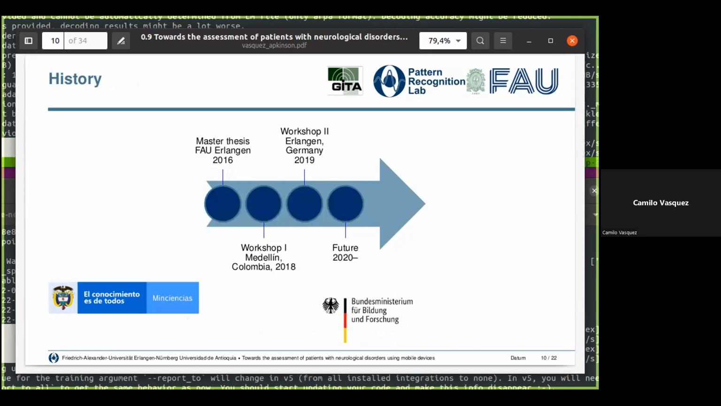What is the history of Apkinson? Apkinson started as a master's thesis at the University of Erlangen in 2016. Then, within the 2 workshops that I already mentioned, funded by the Ministry of Science in Colombia and the Ministry of Education and Research in Germany, we had one in 2018 and another one in 2019. The first one was held in Medellin, Colombia, where we started to build the app, and the second one in Germany, where we just finished the current version of the app.